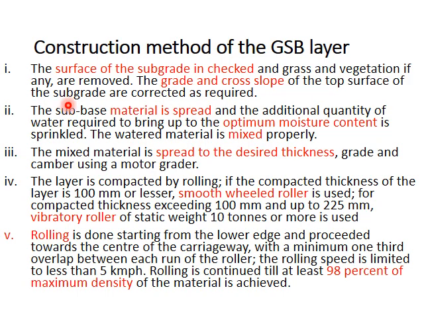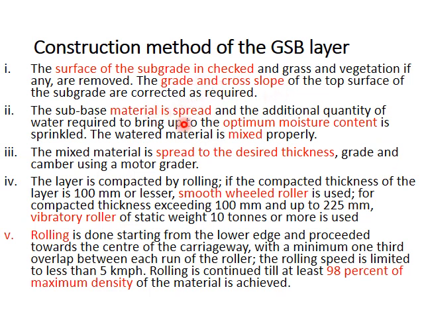Next is the construction method for the GSB layer or granular subbase layer or the drainage layer. First, you have the subgrade in the site. Now you have the subgrade which has the required thickness, it has the cross slope, it is at the required level. So the first step is that the surface of the subgrade has to be checked. If there is any vegetation it should be removed, and also grade and cross slope should be checked and maintained.